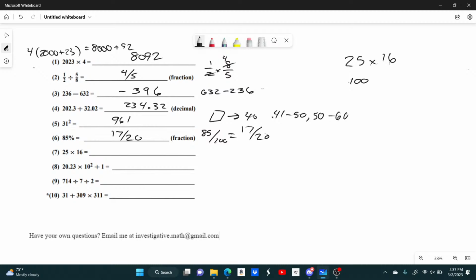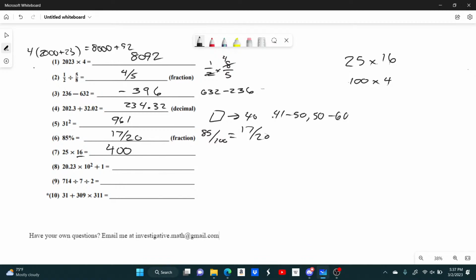So if I multiply the 25 by 4, you get 100. Divide the 16 by 4, you get 4. And so you just get 400. I guess the short way of saying that is just 16 divided by 4 multiplied by 100, or even simpler, just add 2 zeros.